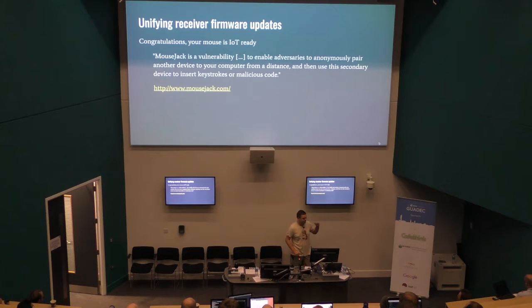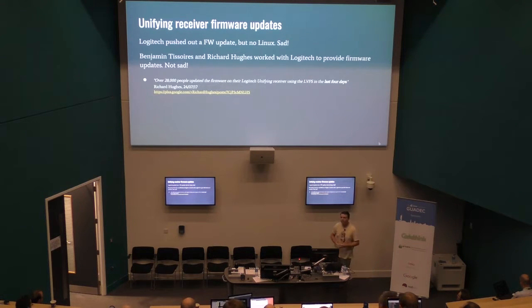So the vulnerability is called MouseJack. It was discovered, I think, 2006-ish. So quite a while ago, actually. And basically, it allows anyone to connect to your receiver and then send keystrokes to your computer, which is reasonably inconvenient. Logitech pushed out a firmware update. But unfortunately, that firmware update was only installable on Windows. So Benjamin and Richard worked together with Logitech to actually make that possible on Linux. So now we have the firmware update for the Logitech Unifying Receiver.